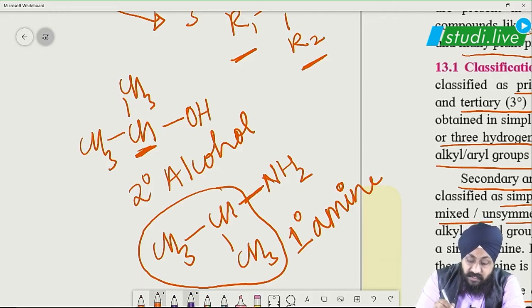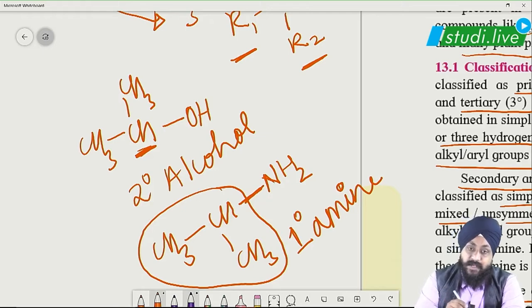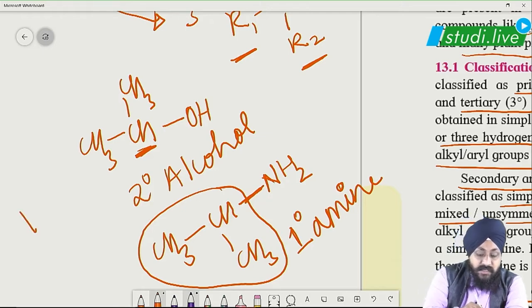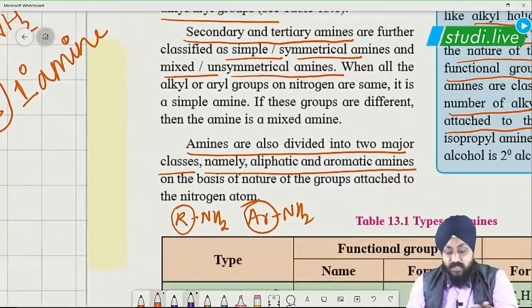We don't see whether NH2 is attached to a secondary carbon. We see how many alkyl groups or aryl groups have been attached to the nitrogen atom. So here only one hydrogen atom of ammonia is replaced by an isopropyl group. So it is not a secondary amine. It is a primary amine. So students, this is a point which you are supposed to note properly. They ask you questions based on this in your entrance.